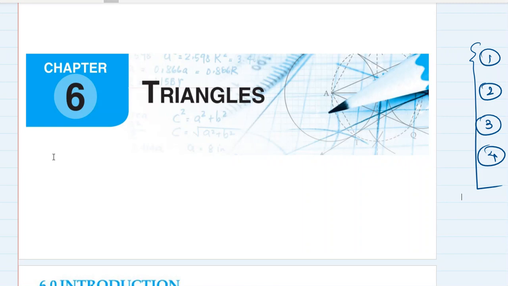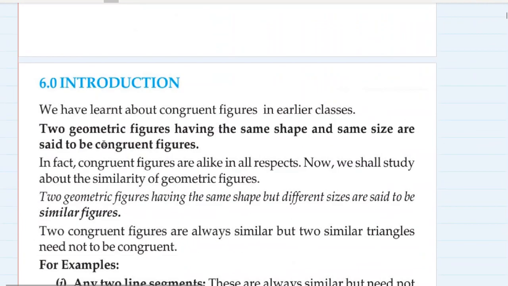You have to write or prove all the theorems and memorize the statements of the theorem, because they are to be used while solving the examples. Okay, so without any further delay, now I think we are ready to begin with the chapter.